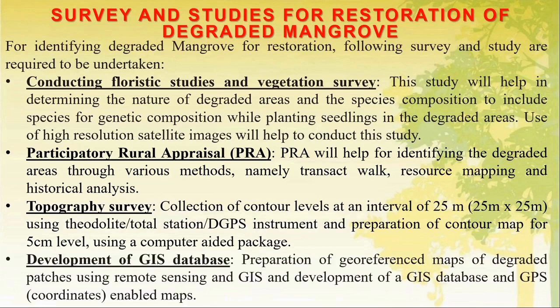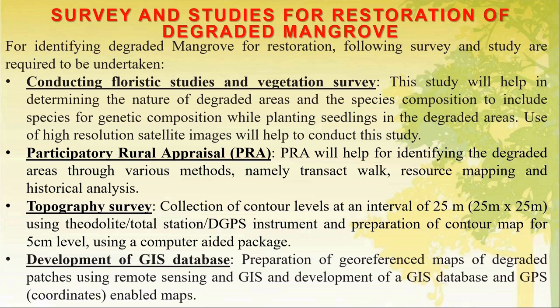To identify degraded mangroves for restoration, some surveys and studies are to be undertaken, like floristic and vegetation surveys. This survey will help in determining the nature of degraded areas and the species composition. One can use high-resolution satellite images to conduct this study.